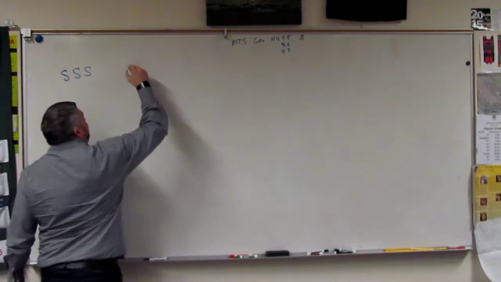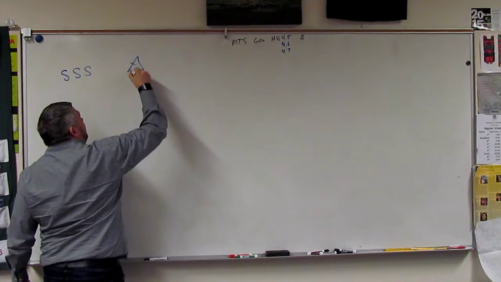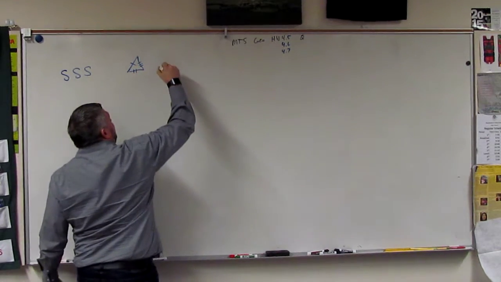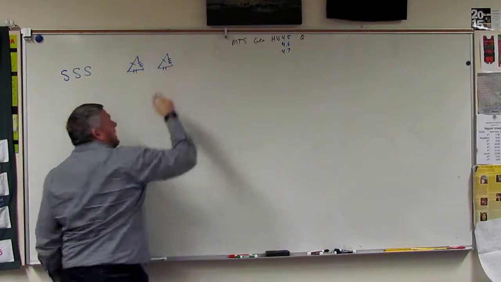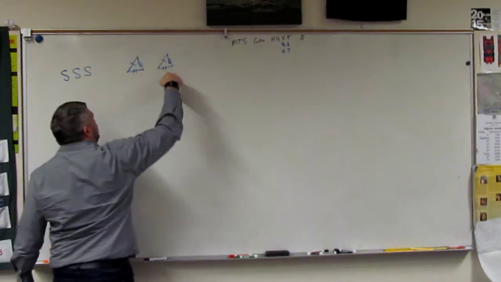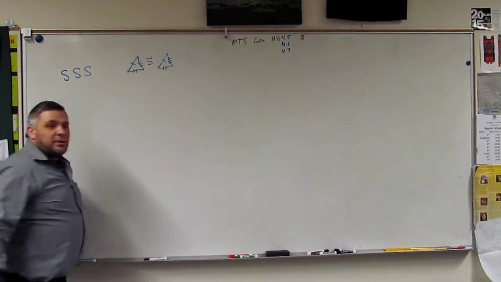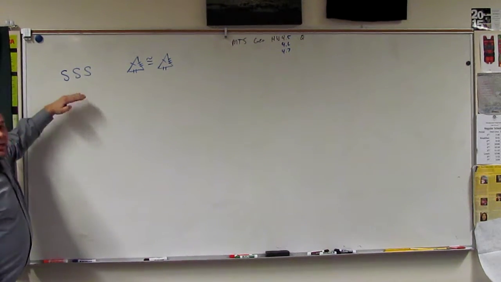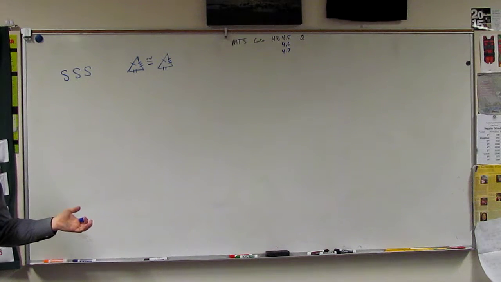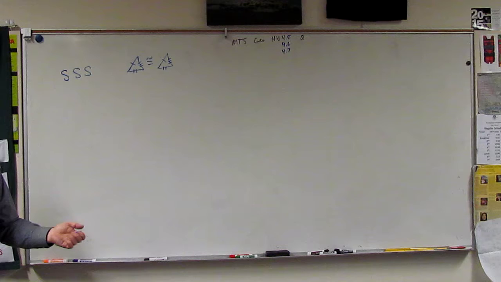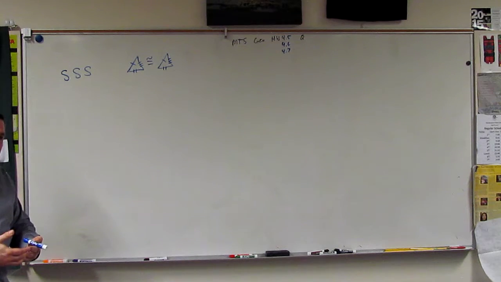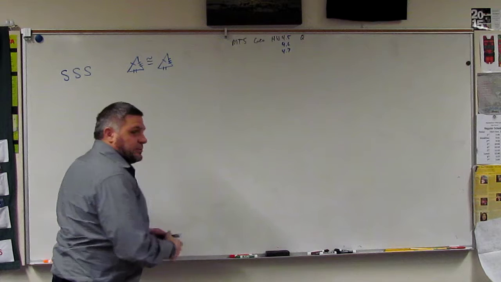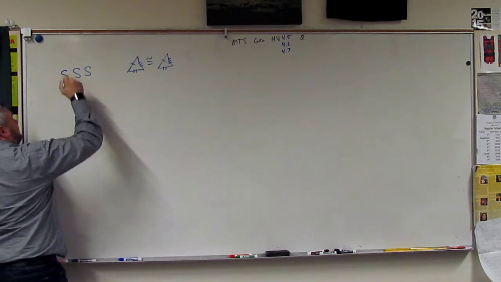What that means is, if this side is congruent to this side, and this side is congruent to this side, and this side is congruent to this side, then these two triangles are congruent. So, if all 3 sides are congruent to each other, then they're the same type of triangle. Does that make sense? Okay? Easy, right? Next one.